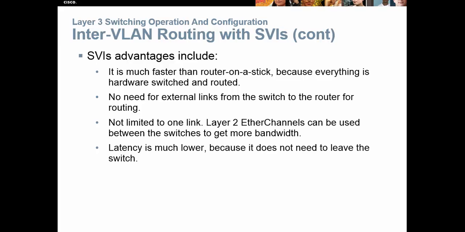Also, one of the advantages of SVIs is that it's much faster than router on a stick because everything is hardware switched and routed. There's no need for external links from the switch to the router for routing. It's not limited to one link. Layer 2 EtherChannels can be used between the switches to get more bandwidth, and the latency is much lower because traffic does not need to leave the switch.